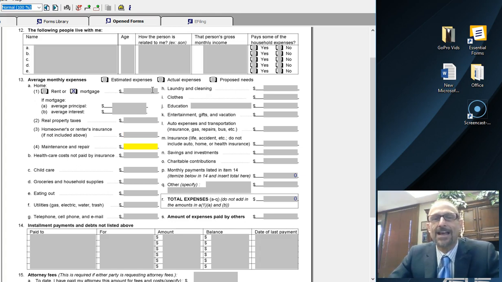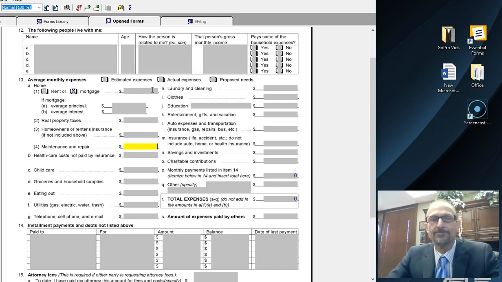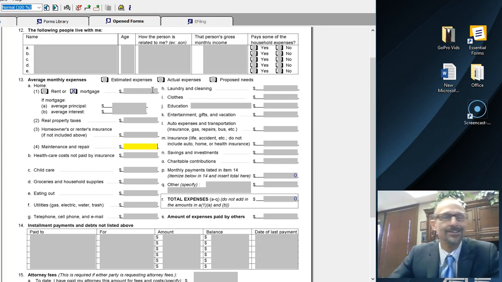If you have maintenance and repair costs, if you own a home, I assure you, you have some kind of maintenance and repair costs. They go in there. Might be $200 a month, might be $400 a month, might be $50 a month on a brand new home where there's not much.